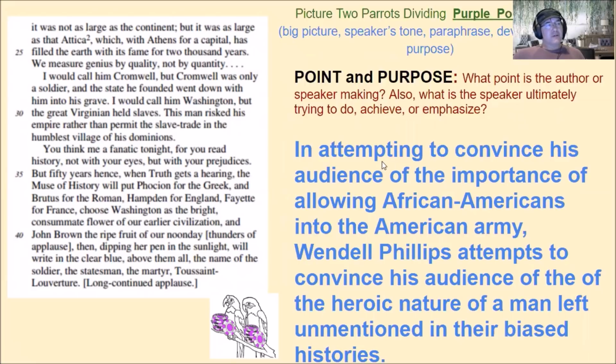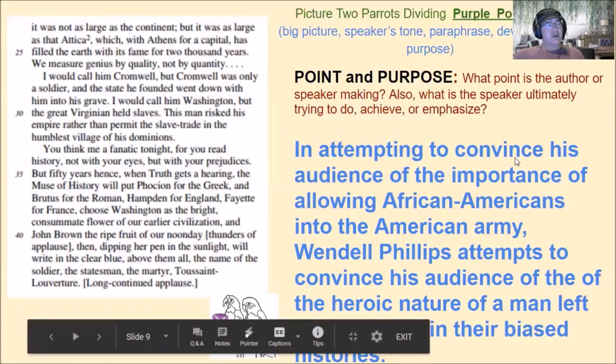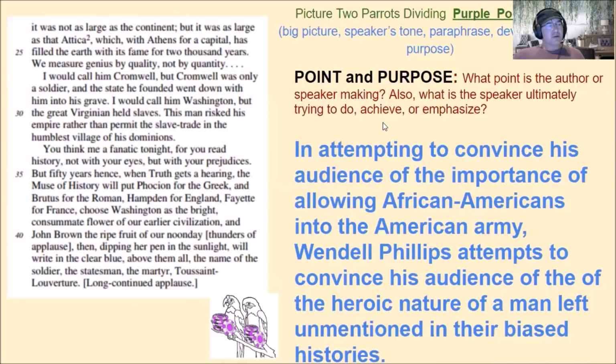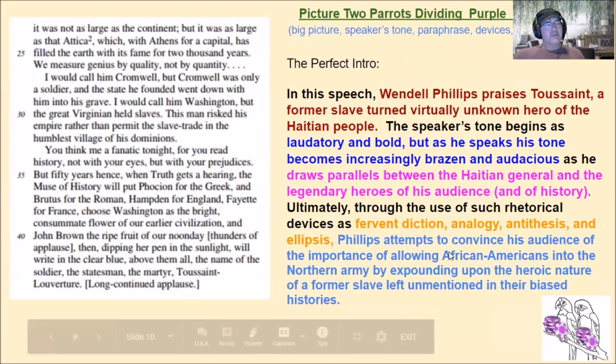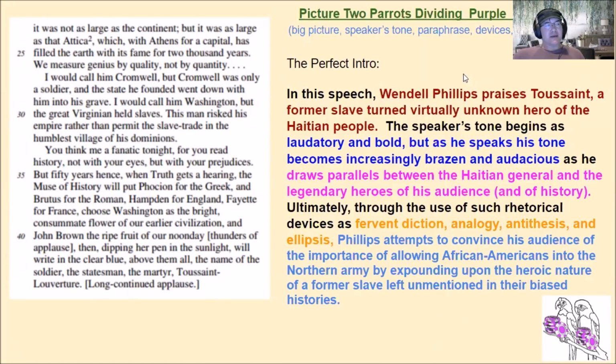So what I've written here is: in an attempt to convince his audience of the importance of allowing African Americans into the American Army, Wendell Phillips attempts to convince his audience of the heroic nature of a man left unmentioned in their biased histories. So here it is all together with each element of this mnemonic device brought into a full paragraph. You may want to pause and read that again.